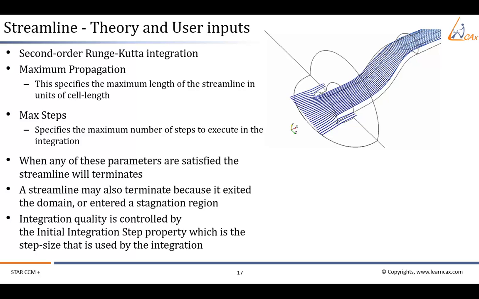But if the step size is too large, cells may be skipped during the integration, resulting in a streamline of degraded quality. In the image shown, particles are released from a line seed and a line tool is used to assist with positioning the line endpoints.